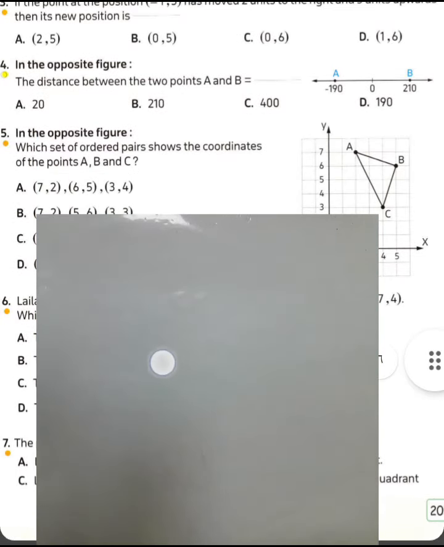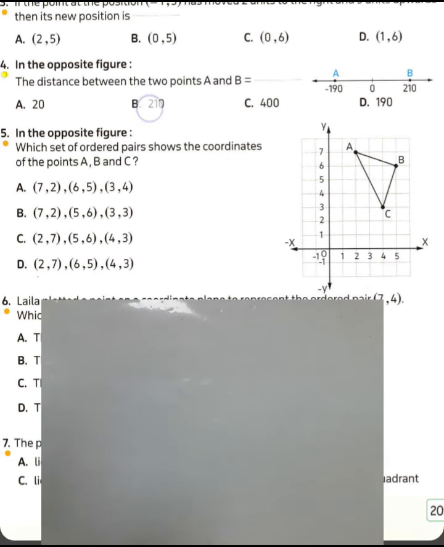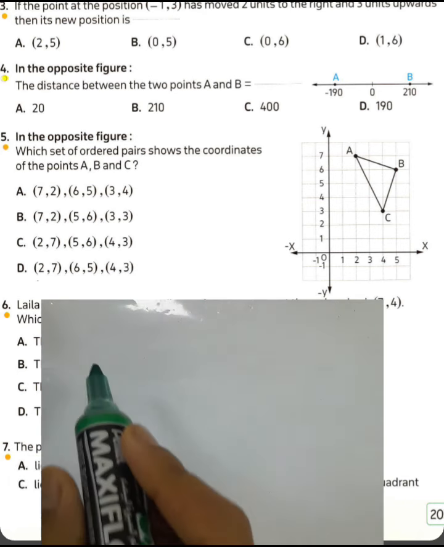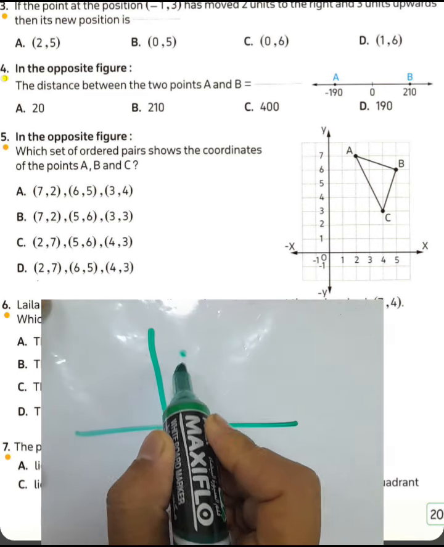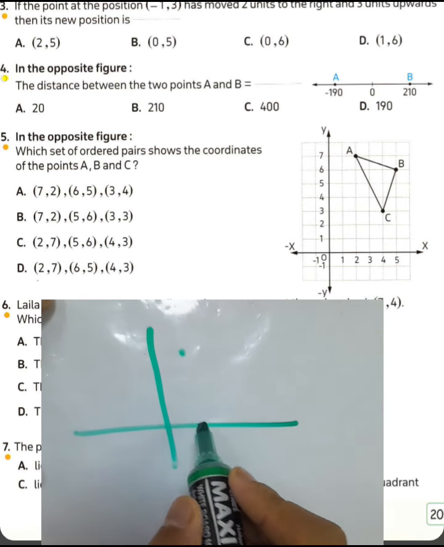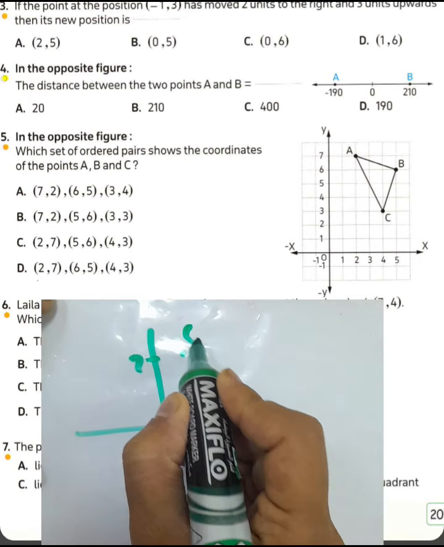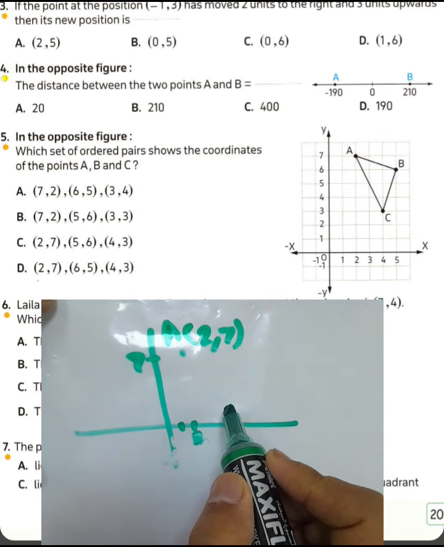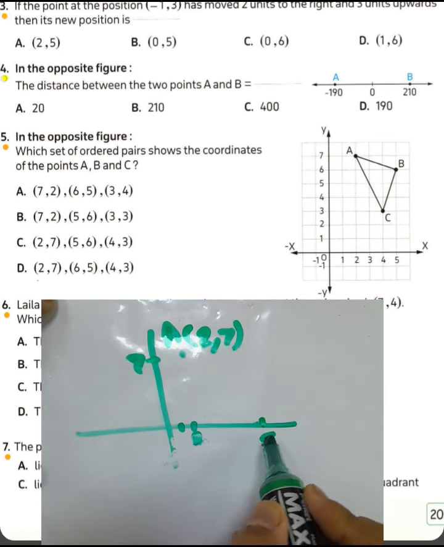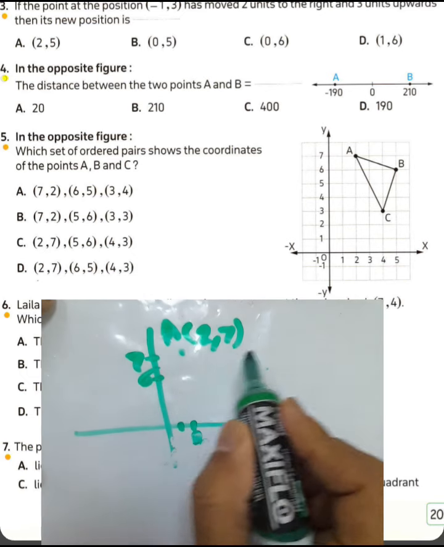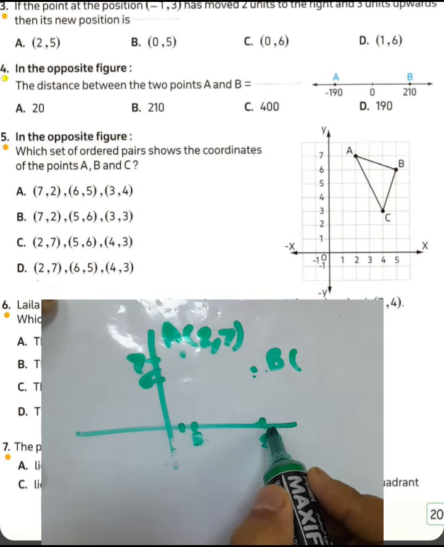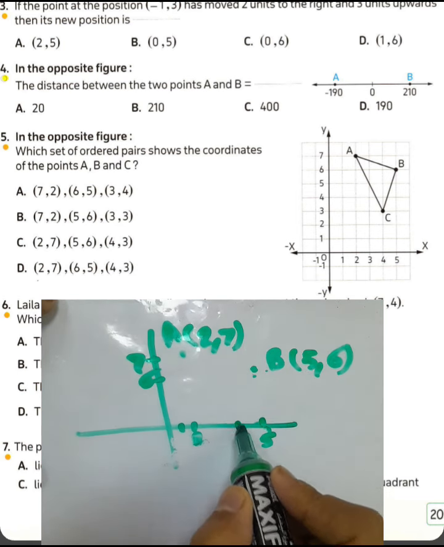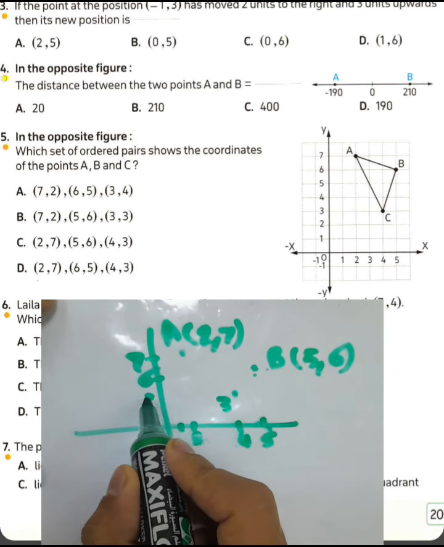Question number 5. In the opposite figure, which set of ordered pairs shows the coordinates of the positions A, B, and C? Okay, we can find the ordered pair of point A here. We have 1 here and 2 and 7. The point A was (2, 7). And point B was (5, 6). Going from B, (5, 6). And the point C, (4, 3).